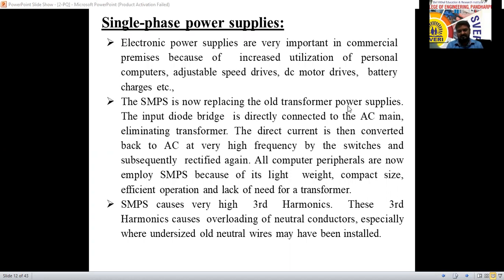It is a static device which transfers power from one circuit to another circuit. The difference should be there: it transfers the power from one circuit to another at constant frequency, without changing the frequency. Whatever the input frequency is, we get the same frequency at the output. In some places, that is the advantage of the transformer.